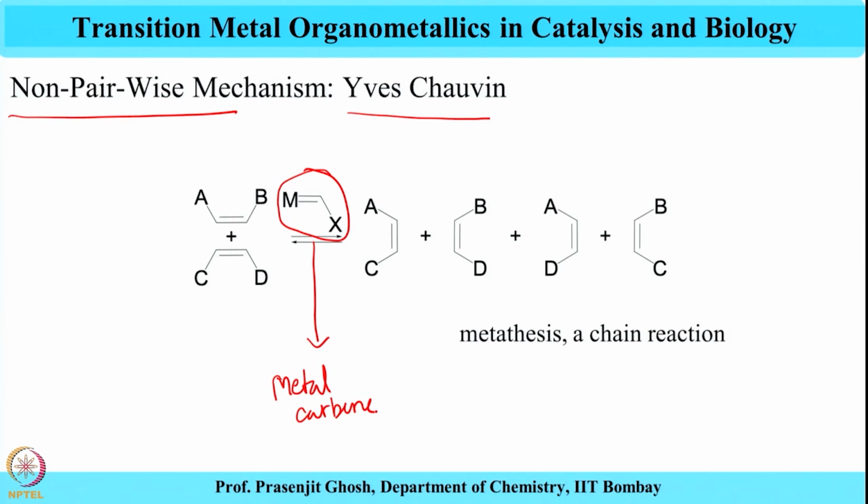Another important fallout of Chauvin's mechanism is that it is a chain reaction, in the sense that several types of metal carbene species are generated, and they carry out this metathesis reaction in a chain fashion. We are going to look at this chain reaction aspect of metathesis in more detail in today's lecture. So, what this slide says is that two olefins with different substituents, A and B, C and D, come together to give olefins A and C, B and D, as well as A and D, B and C. This is that famous cutting and stitching definition, as if somebody had cut these olefins into fragments and then stitched them up to give all the combinations possible through this chain reaction.